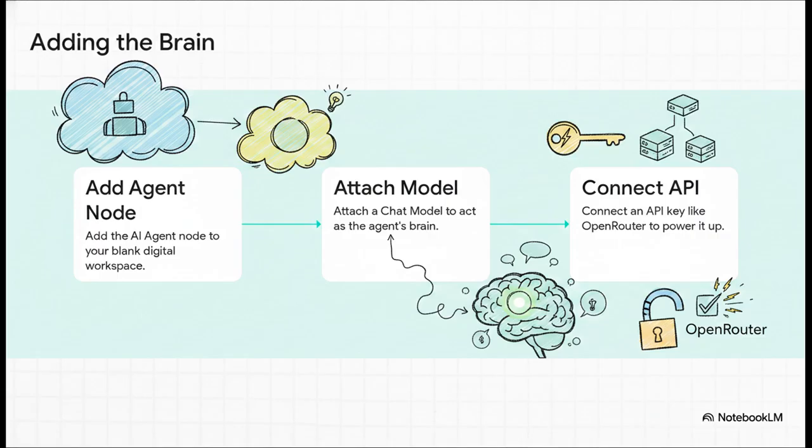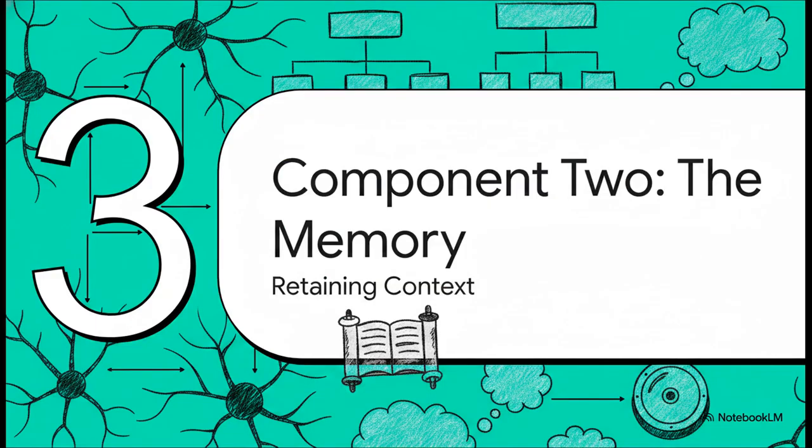Step 3, you've got to power it up by connecting an API key. Our sources recommend using a service like OpenRouter, simply because it gives you access to a bunch of different large language models. You just paste your API key into the credentials, the connection tests successfully, and boom. Your digital worker now has the processing power to take an input and actually interpret what it means. It can think.